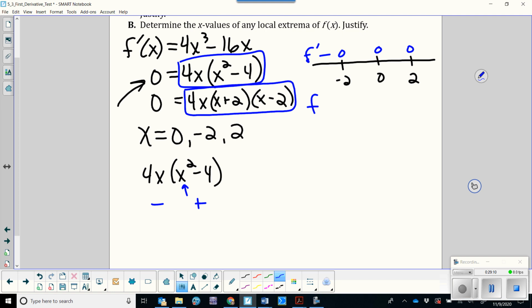So I'm going to pick -1 next. If I plug in -1, I get negative. -1 squared is 1. 1 minus 4, also negative. So this is going to be positive. I pick +1. 4 times +1 is definitely positive, but 1 minus 4, still negative. So this is negative. Pick a number bigger than 2. 4 times 2 is positive. So pick 3. 3 squared is 9. Minus 4, I get positive.